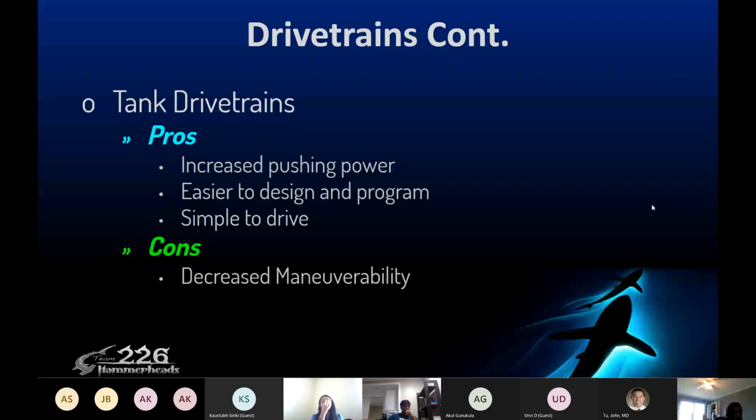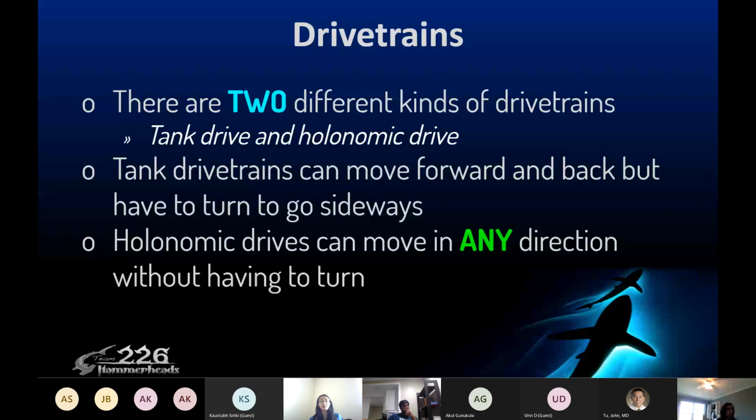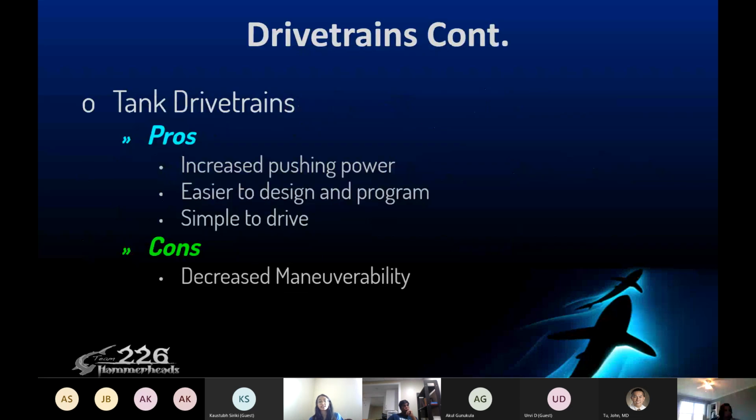Okay. So there are two different kinds of drivetrains, the tank drive and the holonomic drive. The main difference between them is that the tank drive can only move forwards and backwards without turning, but in order to go sideways, it has to turn. While holonomic drives, on the other hand, have wheels that can rotate in any direction, so these drives can essentially move whichever way they want to move without having to turn. Holonomic drivetrains have many different variations, while tank drives do not come in different variations like holonomic.